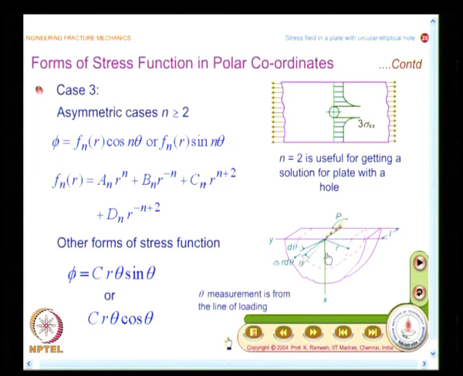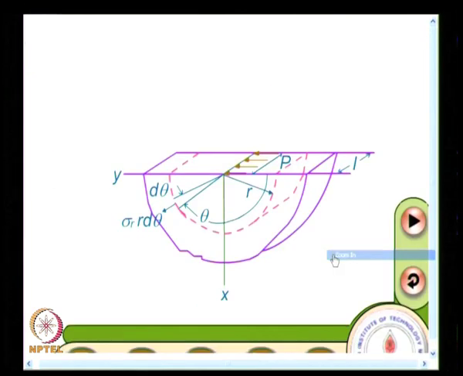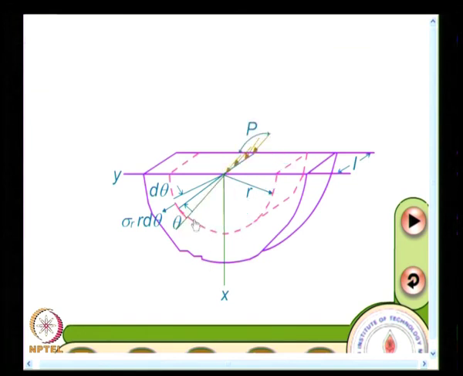I think I would enlarge this figure for you. What you have here is a concentrated load on a semi infinite plate. You have an infinite boundary here. I have a concentrated load, I have a load at an inclination, I have a load which is tangential to the surface. And if you look at the diagram carefully, the same stress function c r theta sin theta or c r theta cos theta could be invoked for all these three cases by carefully defining theta.